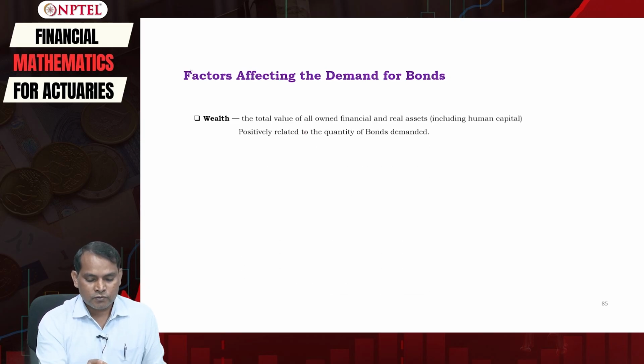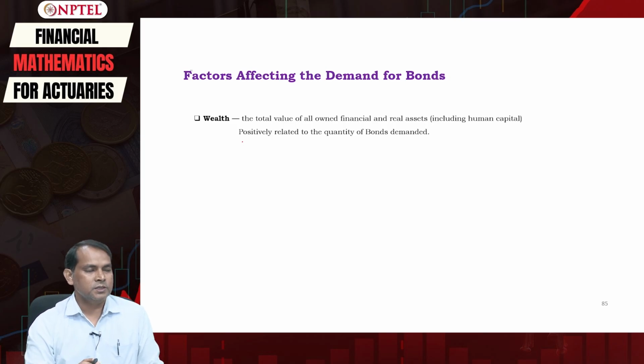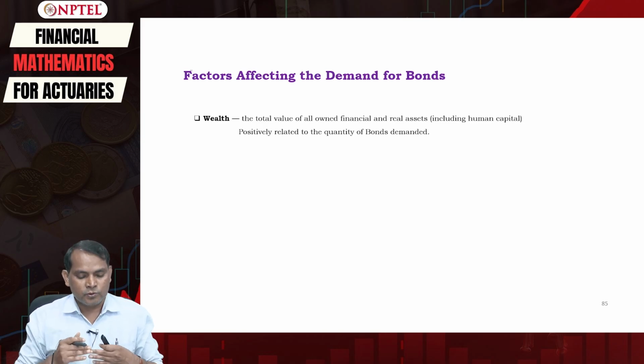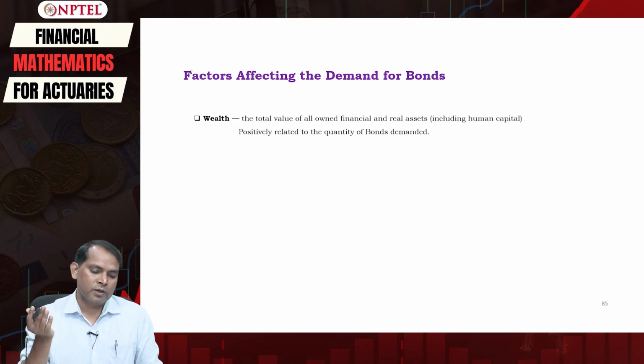So the total value of all owned financial and real estate, which is basically the wealth, is positively related to the quantity of bond demanded. Whenever you have more wealth, you can demand more bonds to hold. Probably you are going to invest more in bonds, right? So wealth includes the human capital. Whatever wealth you have, the higher the wealth, the higher will be the demand for bond, right?